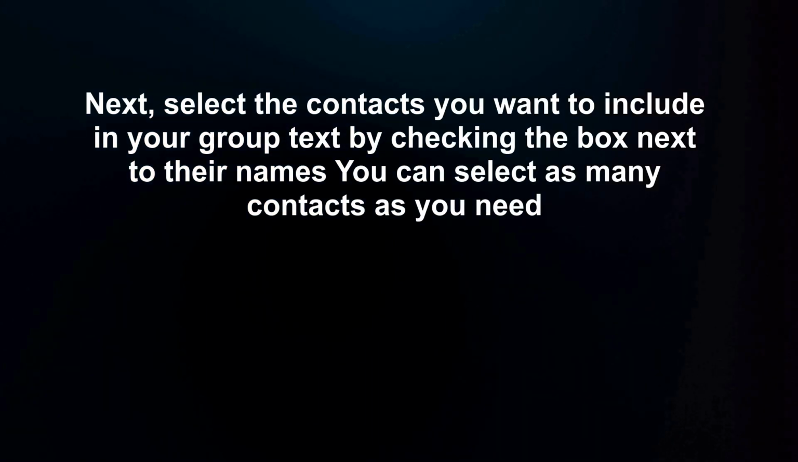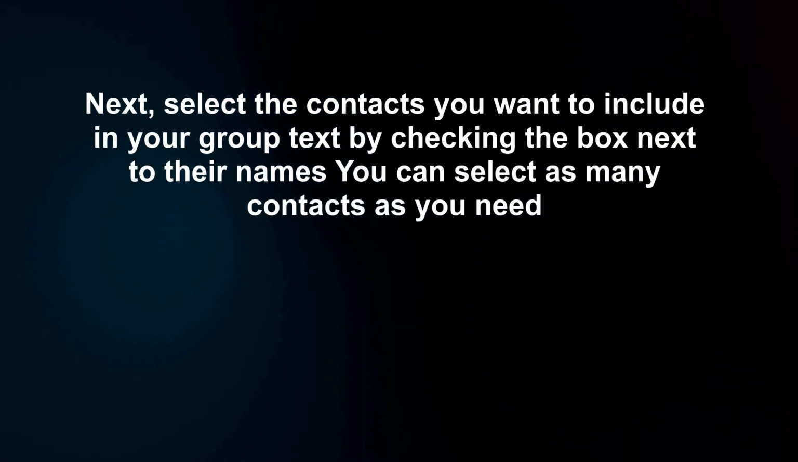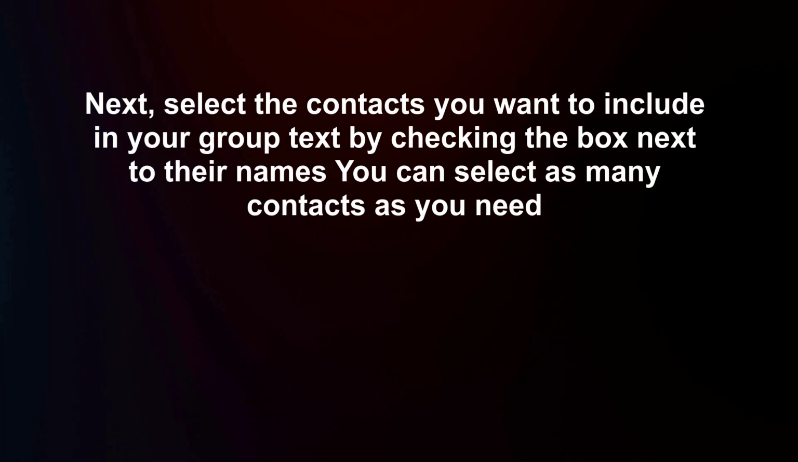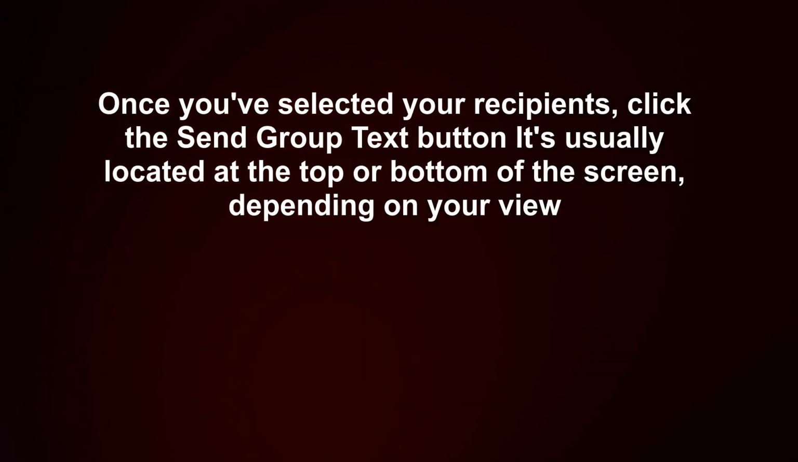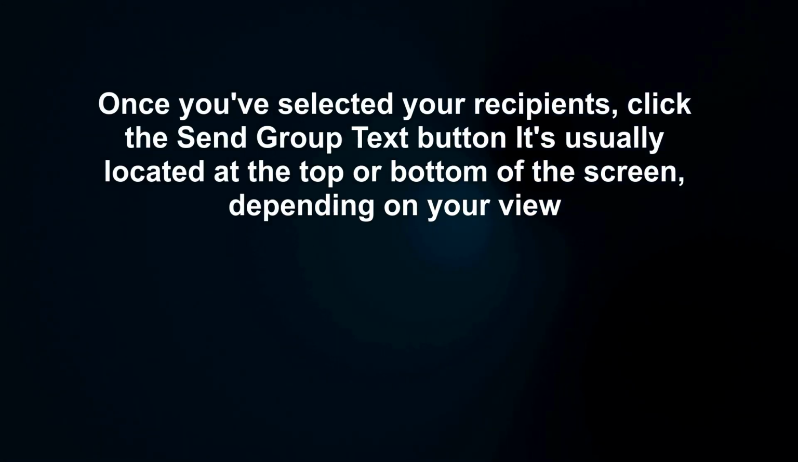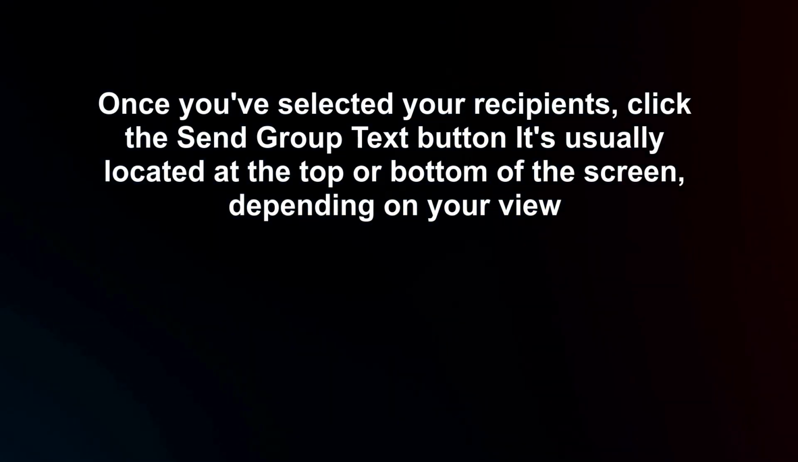Next, select the contacts you want to include in your group text by checking the box next to their names. You can select as many contacts as you need. Once you've selected your recipients, click the Send Group Text button. It's usually located at the top or bottom of the screen, depending on your view.